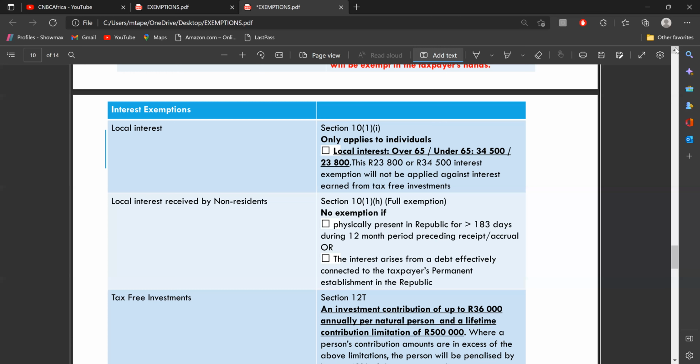Secondly, if the interest arises from a debt effectively connected to the taxpayer's permanent establishment in the Republic, then there's also no full exemption in terms of section 10(1)(h). So the exemption that they would qualify for would be the partial exemption in terms of section 10(1)(i), depending on the age of the taxpayer.